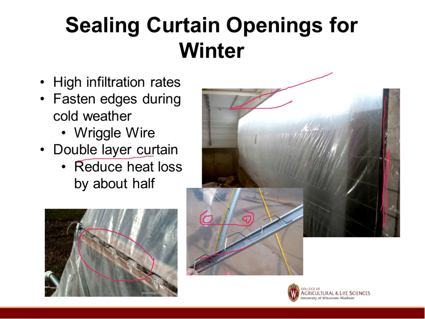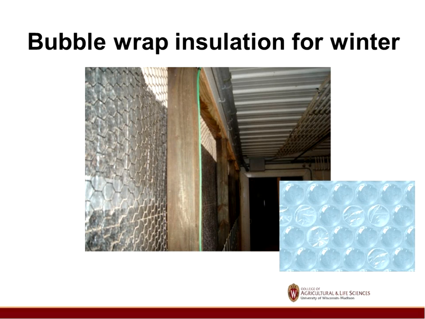And the other thing we can do is put another layer of curtain on. If we put 2 layers on, and especially if we blow this up or put a little air in there, similar to a greenhouse, we can cut our heat loss through that section of the building in half. So that can be an advantage. Another thing some people have used is bubble wrap.